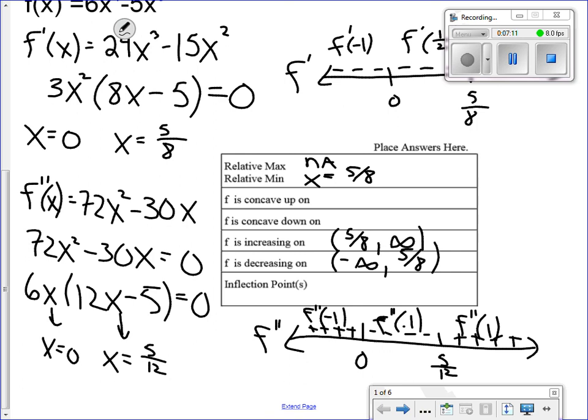Now we know exactly where the second derivative is positive and when it's negative. So we can answer questions about concavity. It's concave up whenever the second derivative is positive. So that would be from negative infinity to 0, and then also from 5 twelfths to positive infinity. It's concave down whenever the second derivative is negative. So that would be between 0 and 5 twelfths.